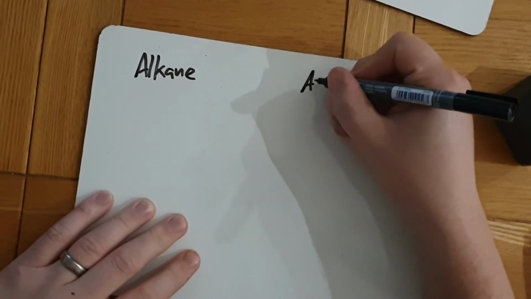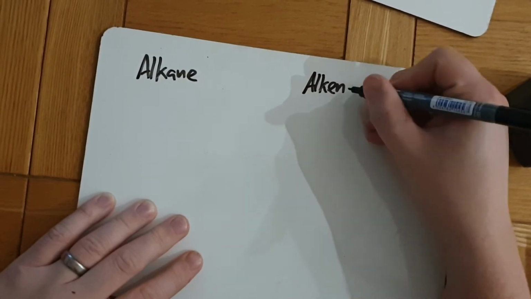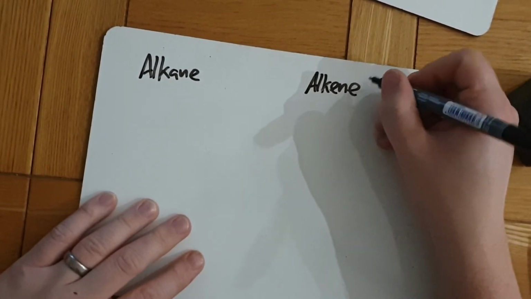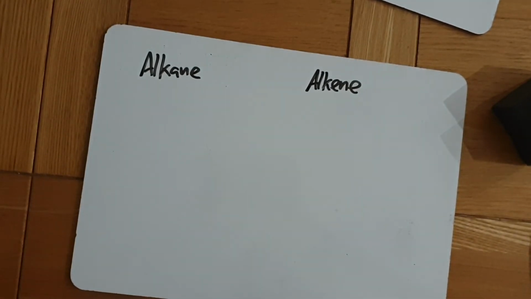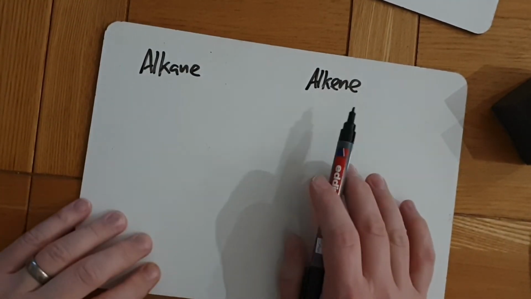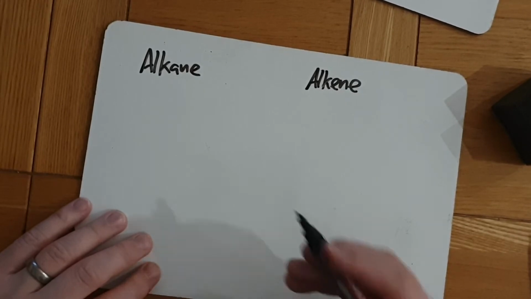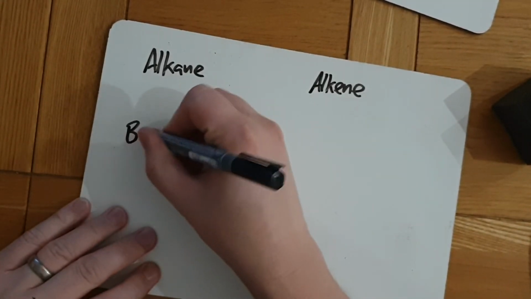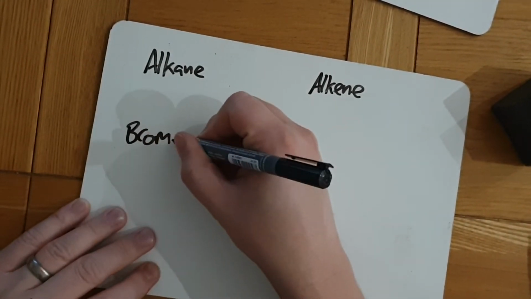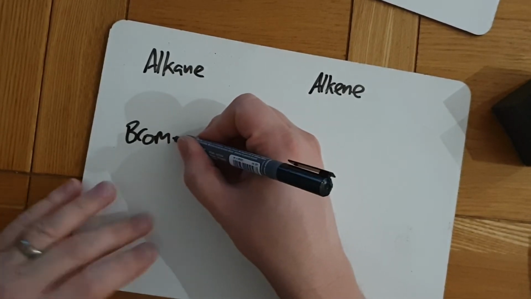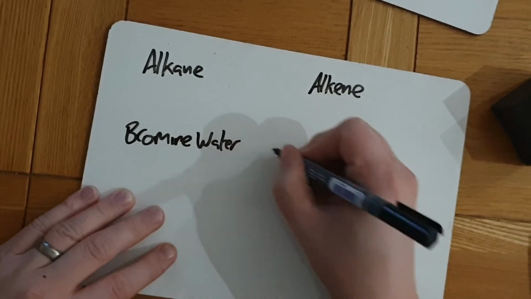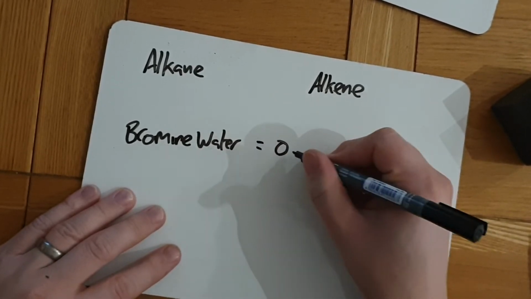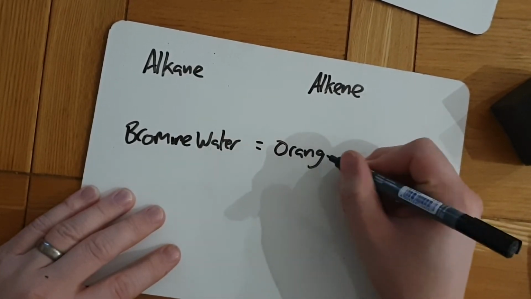But with alkenes, as I've just drawn, remember double bond, bromine does react with the alkenes. Now, if you dissolve bromine in water, so it's not reacting with water, it's just dissolving in it, you've got bromine water, and bromine water is orange in colour.